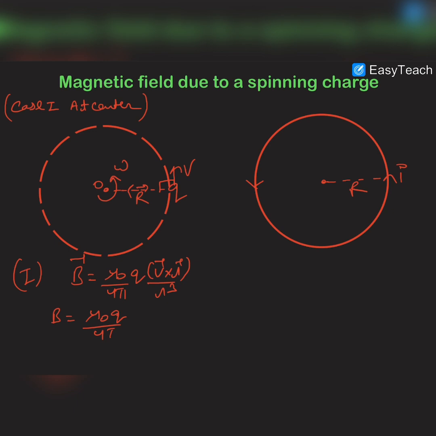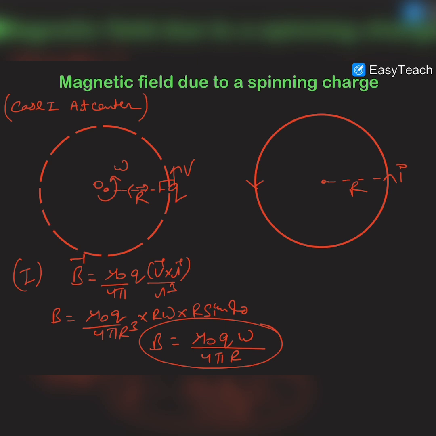So B will be equal to mu naught q by 4 pi r cube, and v times small r will be equal to capital R, and v will be equal to r omega, and radius is r, and obviously the angle between v and r is 90, so it would be sin 90. Okay, I am just writing down the magnitude only. So you can see that B will be equal to mu naught q omega divided by 4 pi r. Okay, so this is the magnetic field at point O.